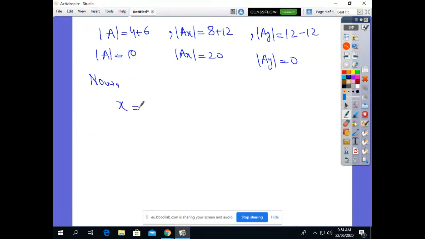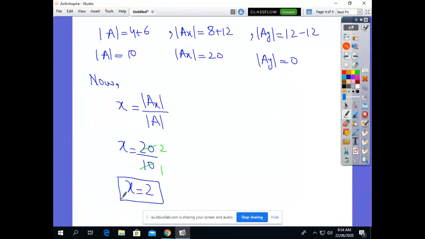How do we find x? We find x by putting the determinant of AX in the numerator and the determinant of A in the denominator. This is Cramer's rule. The determinant of AX is 20, and the determinant of A is 10. After solving we get 2, because 10 times 2 is 20. The answer is 2. That is, the value of x is 2.